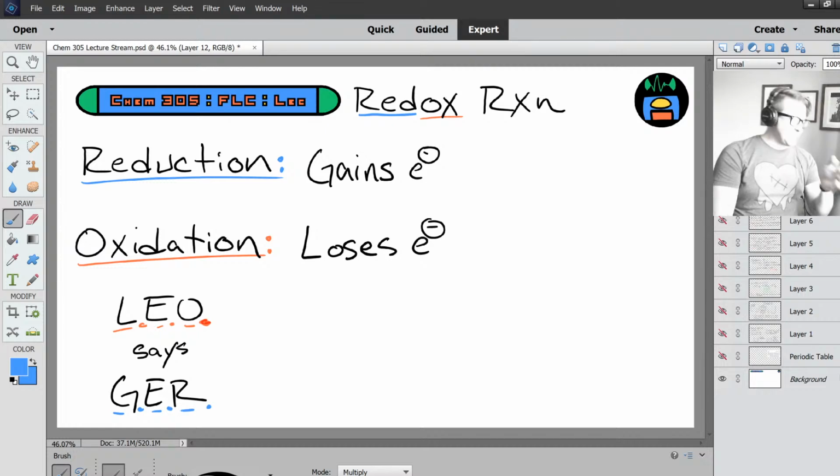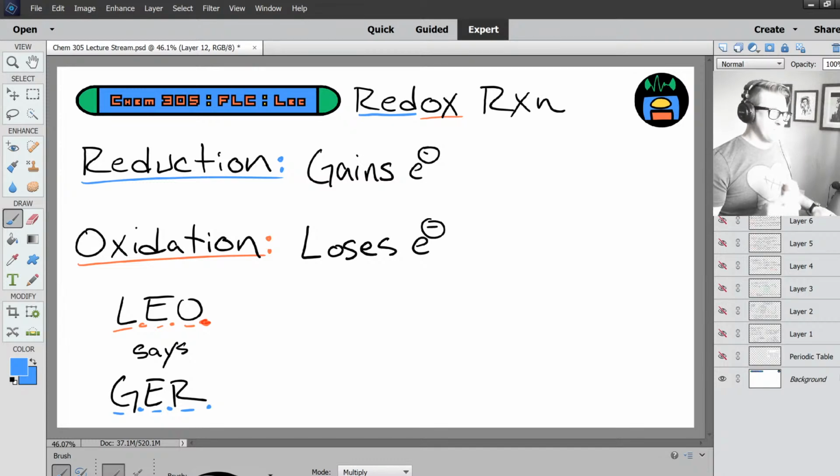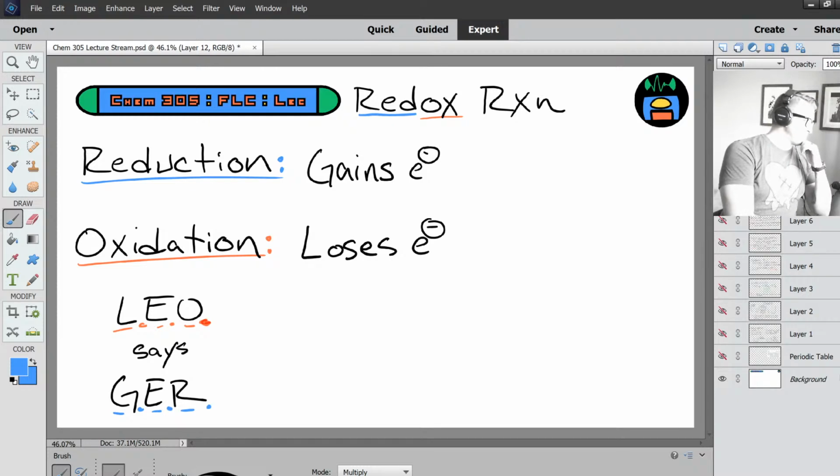All right, this is not the only acronym. There are others out there like oil rig and whatnot. You can use whichever mnemonic helps you remember what it means, but this is the one that I rolled with because it includes my astrological sign. Not that I believe in astrology, but that's the one that stuck in my brain.